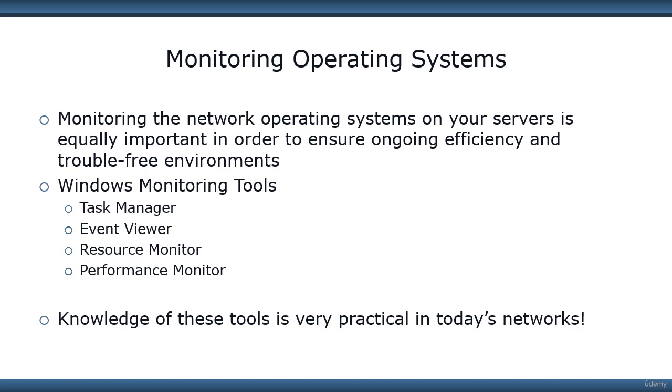Task Manager gives us sort of a real-time view of performance in a simplistic fashion. Event Viewer shows me different kinds of logs that are collecting events generated by the operating system itself as well as applications. Resource Monitor is sort of a step above Task Manager in that it gives you a little bit more information, and Performance Monitor is kind of the end-all be-all.